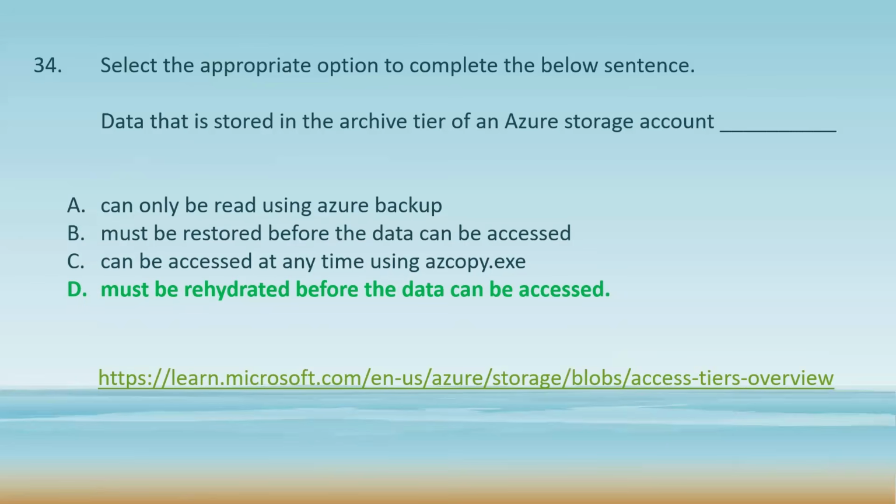To read or download the data, you must first rehydrate data to an online tier, which can be either hot or cool. Data in the archive tier can take up to 15 hours to rehydrate, depending on the priority you specify for the rehydration operation. Now, there is a link on my screen. You can go to this link to understand more about access tiers. You might get some questions around different types of access tiers in your examination.